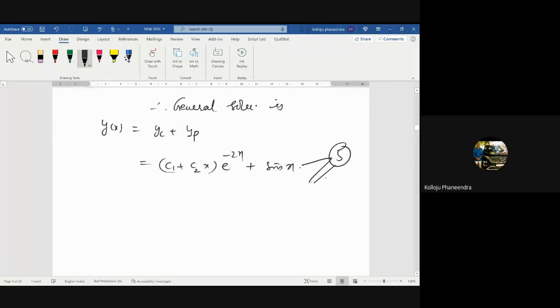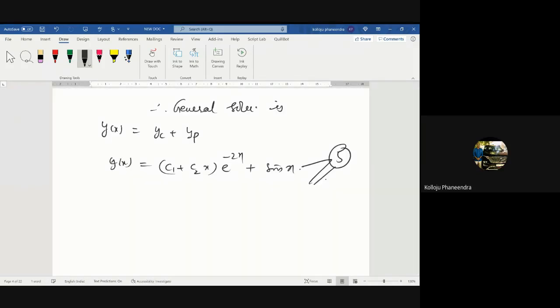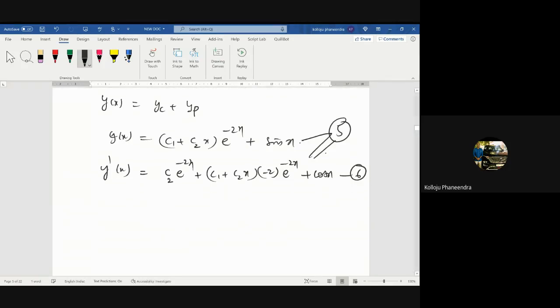Equation 5. Good. What is given? Next, find y dash also, because a derivative condition is given. So this part is C2 e to the power of -2x, plus C1 plus C2x into -2 into e to the power of -2x plus cosine x. Equation 6.